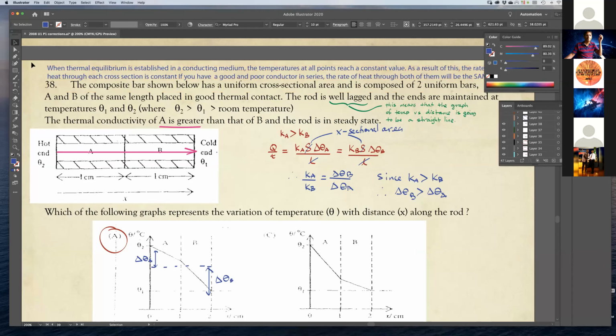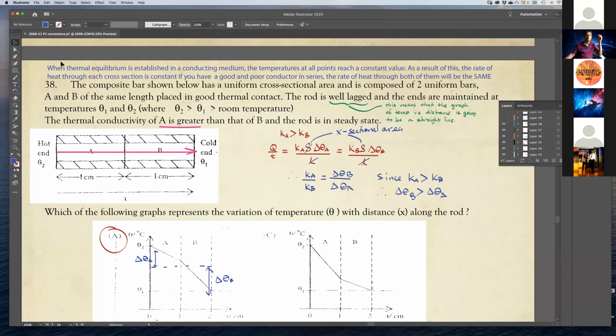All right. What I said was, when thermal equilibrium is established in a conducting medium, it's also called steady state. It's only in thermal equilibrium, or steady state, that we do calculations of heat transfer. If steady state is not reached, you can't apply any of the equations we know for heat transfer. The first point is that the temperature at all points reaches a constant value, meaning that when thermal equilibrium is established, heat is flowing from the hot end to the cold end.